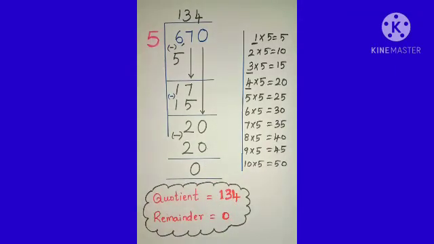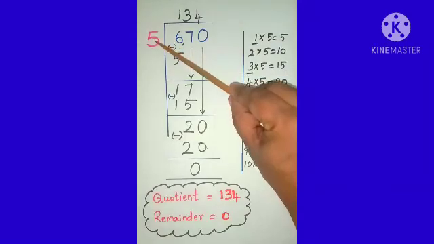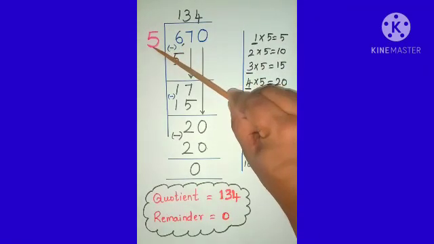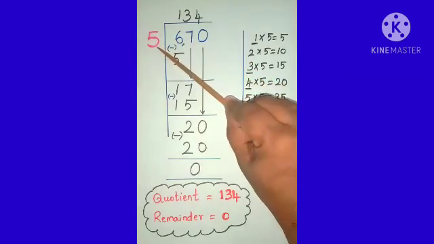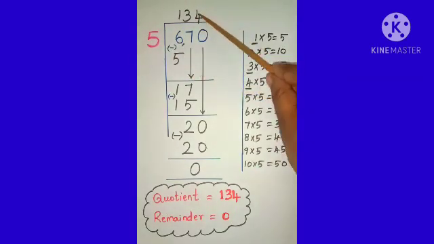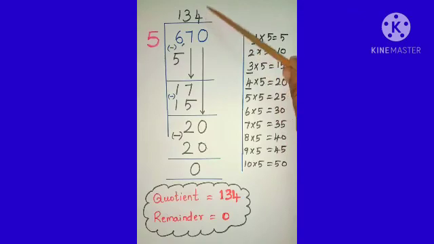Now students, see, we divide 670 by 5. We get 134 as the answer, which is known as the quotient. And the remainder here is 0.